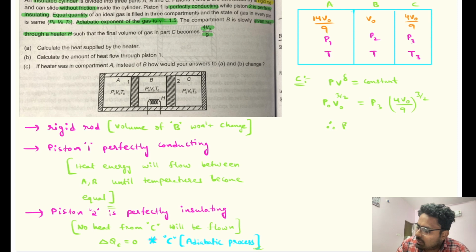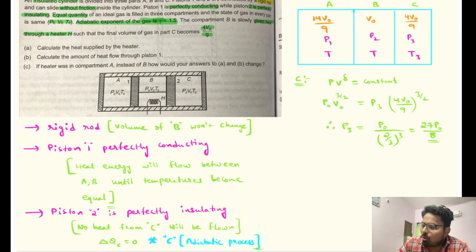Therefore, P3 value I can get from here. P3 equals P naught divided by V naught power 3 by 2, which will be cancelled. So this can be written as what? 2 by 3 whole square, so 2 by 3 whole cube you will be getting. Which is nothing but 27 P naught by 8. 27 P naught by 8 is the P3 value. So I got the P3 value.